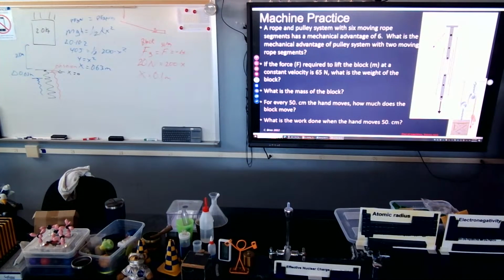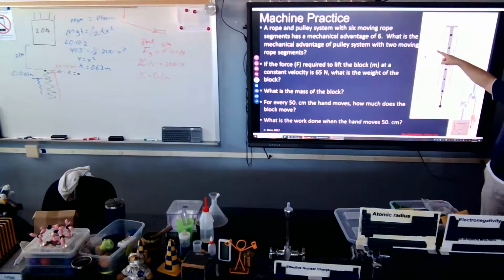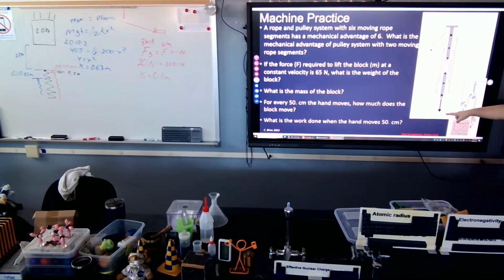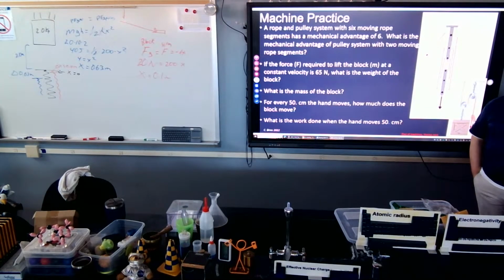A pulley system with 6 moving rope segments has a mechanical advantage of 6. What is the mechanical advantage of a system with 2 moving rope segments? 2. Okay. Because in this machine there are 6 moving rope segments, which means the 25 will lift 150, but it'll only go 1/6 as far. If the force required to lift a block at a constant velocity is 65 newtons, what is the weight of the block?